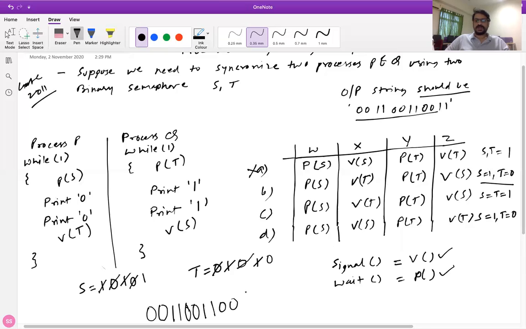So we are getting the pattern actually, and this is the only pattern that we are getting from the options. So option B is the correct option. This is how we can find out the correct option.